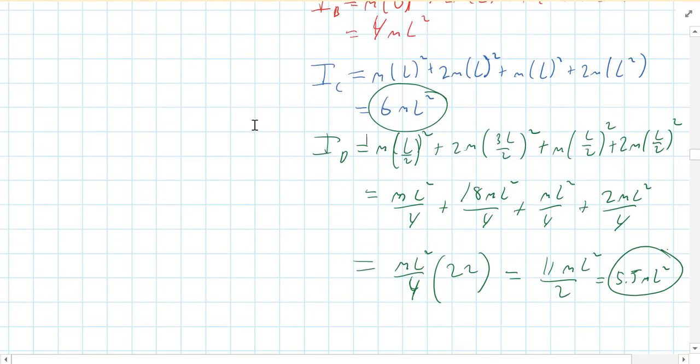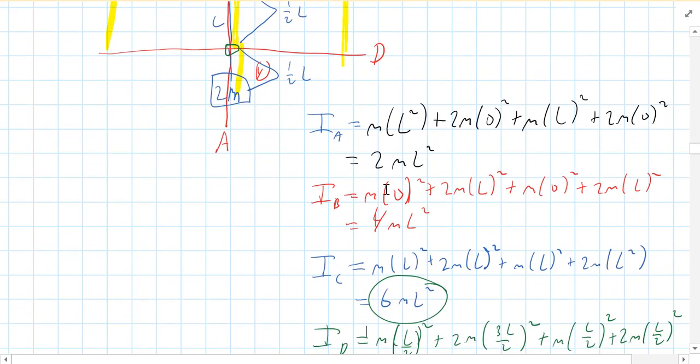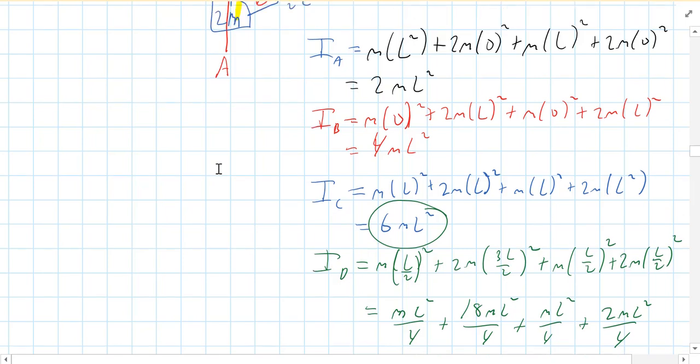All right. So it turns out that any object you can make into a bunch of point masses, you can just add up their mL squareds. In the next video, we'll talk about what if it's not a bunch of point masses.